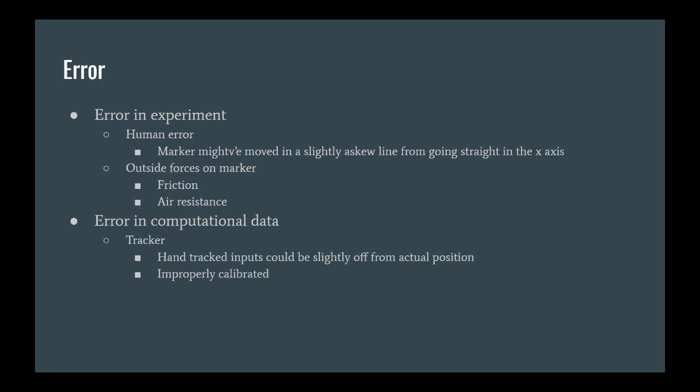Any error in the experiment was likely human error. The marker might have moved slightly askew from the line going straight along the x-axis. There were outside forces upon the marker, such as friction and air resistance. And there could be errors in the computational data, as when we were clicking points on the tracker, the hand-tracked inputs could be slightly off from actual positions, and the actual scale might be improperly calibrated.